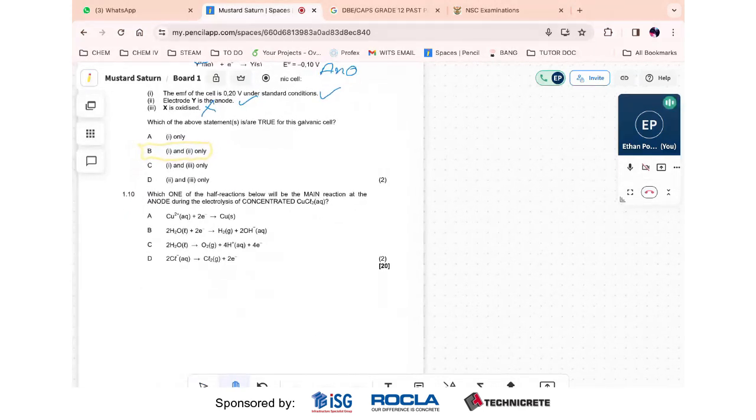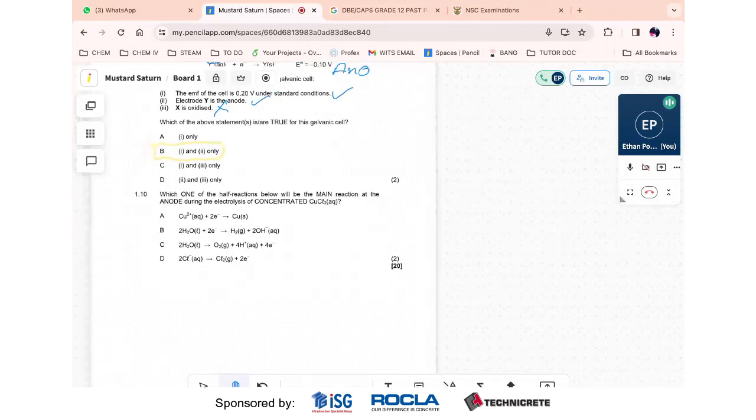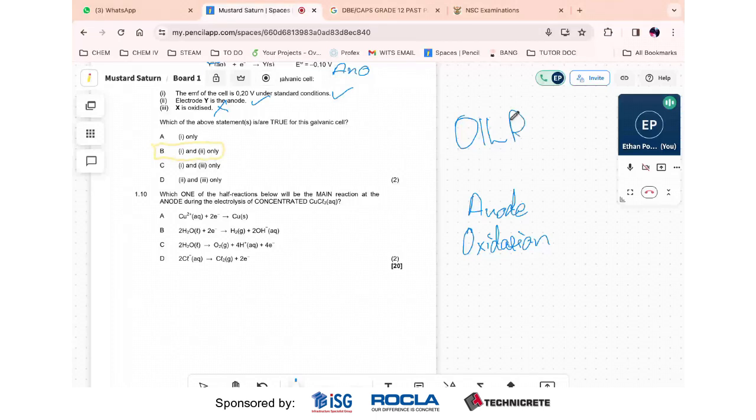Moving on to the last question in the multiple choice section. Which one of the following half reactions will be the main reaction at the anode during the electrolysis of concentrated copper chloride? So what happens at the anode? The anode is usually oxidation. Oxidation is the loss of electrons. There's a nice little acronym to remember this, which is OIL RIG.